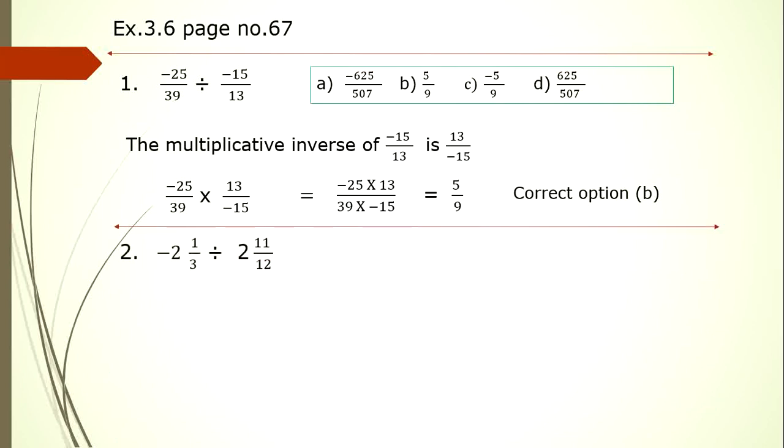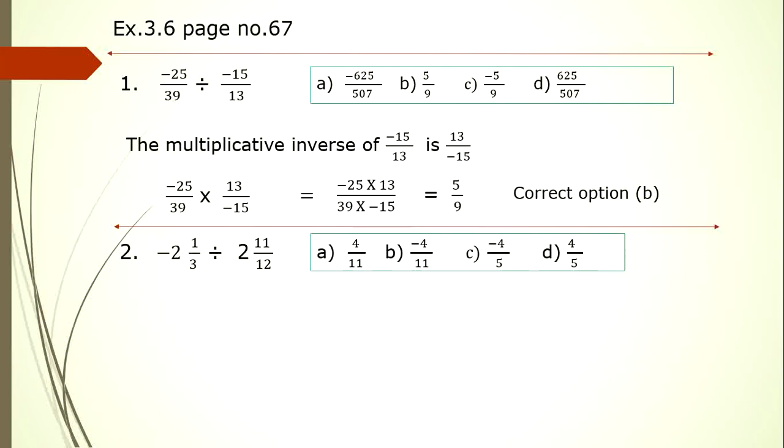Minus 2 1/3 divided by 2 11/12. The options are given in the rectangular box. So here, before going to the multiplicative inverse, we need to make it into improper fractions. So minus 2 1/3 can be simplified as minus 7/3, and 2 11/12 will be 35/12.